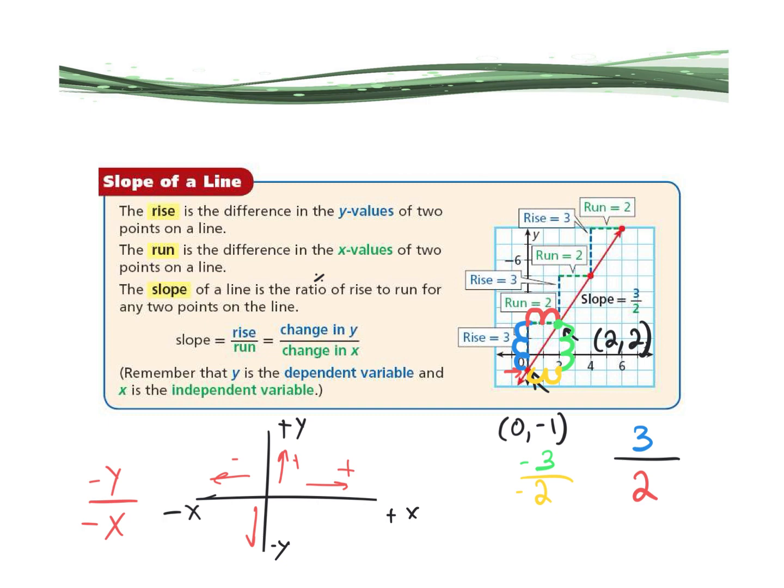Now, miraculously, a negative over a negative in a fraction simplifies to a positive, so we're left with 3 over 2 as well, giving us the same answer. So it doesn't matter from what point you start, as long as you put the change in the y correctly and the change in the x correctly, you will get the same answer. Now this is just an example, and you can start at any point in the graph. I just like starting closer to the origin because it makes it easier, they're smaller numbers. But you can do whatever points in the graph and you will get the same thing.